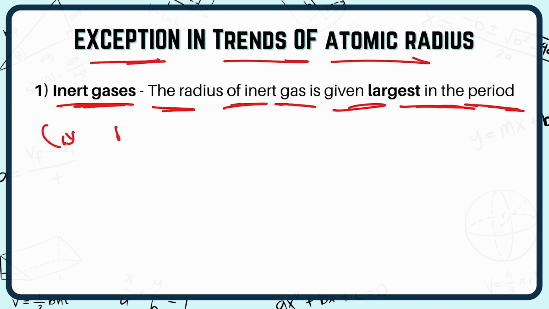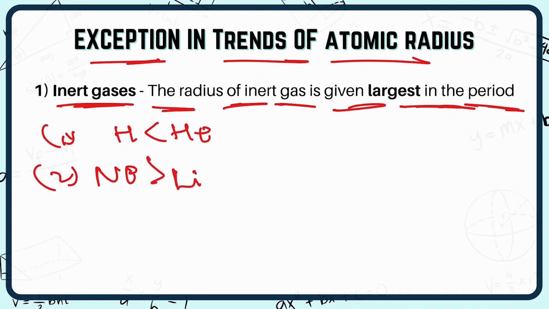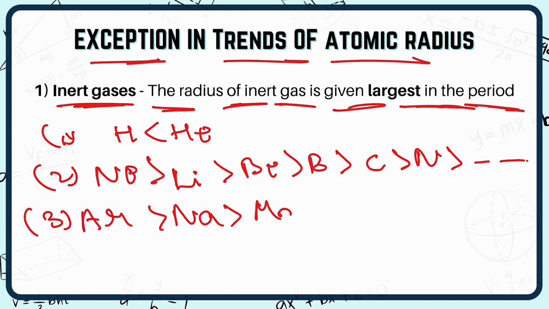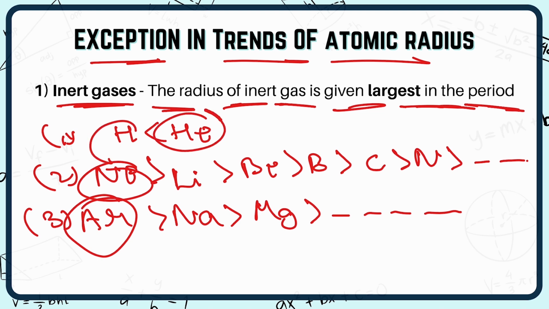So for example, for the first period, hydrogen and helium will be larger. In the second period, neon will be the largest, followed by lithium, beryllium, boron, carbon, nitrogen, and so on. Similarly, in the third period, argon will be largest, followed by sodium, magnesium, in the same period. This is the exception. The atomic radius of inert gases is largest.